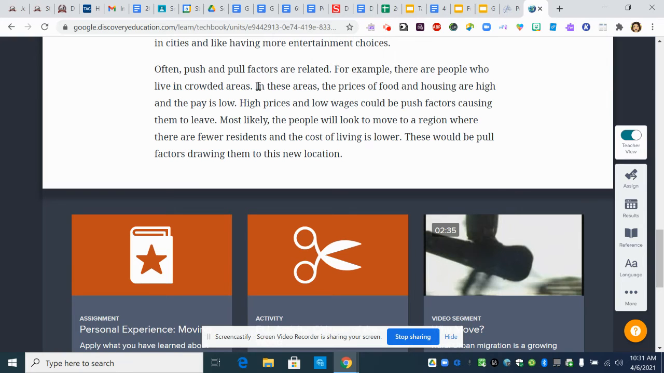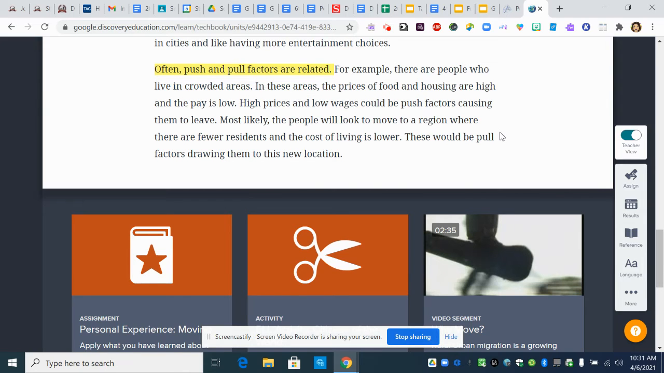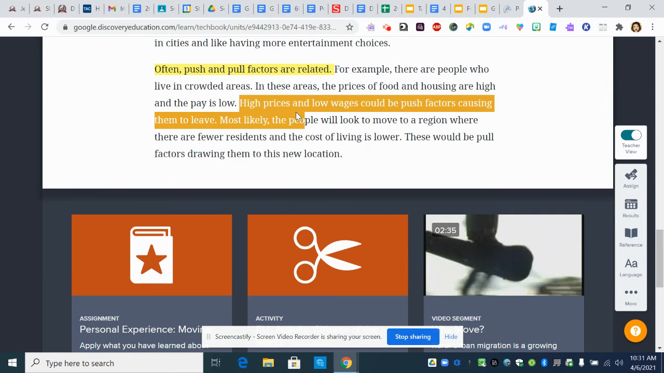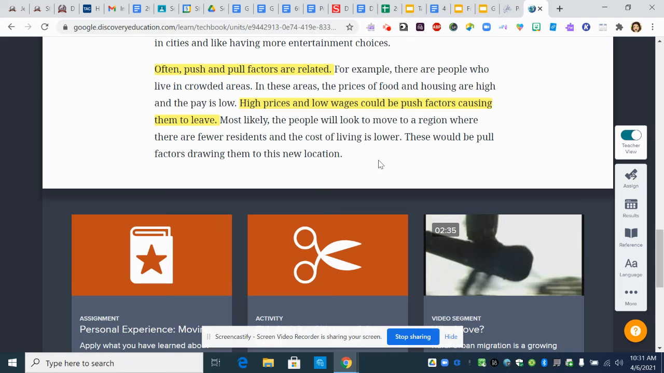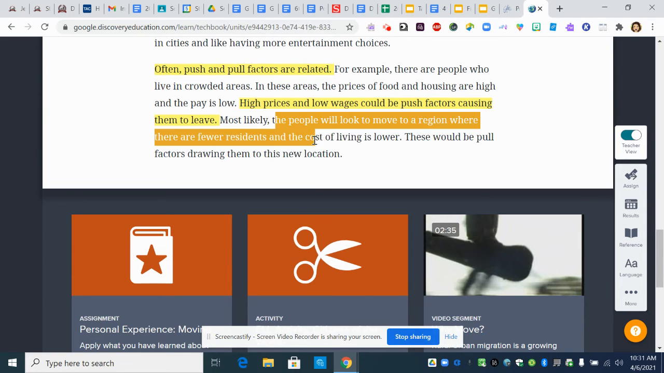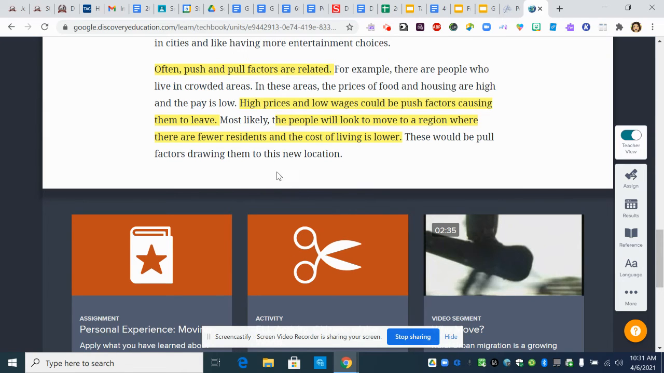Okay, so this is a good sentence to highlight. Often push and pull factors are related. Okay, so high prices and low wages could be push factors, forcing people to leave. Okay, and then people look to move to a region where there are fewer residents and the cost of living is lower. Okay, that would be a pull factor.